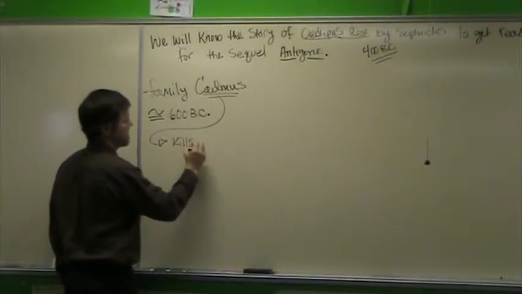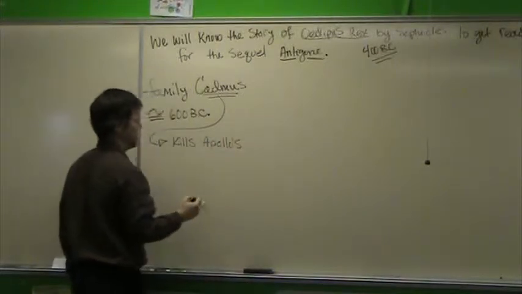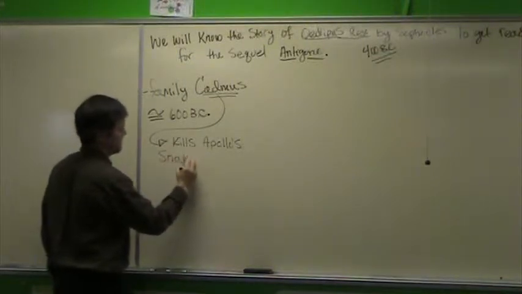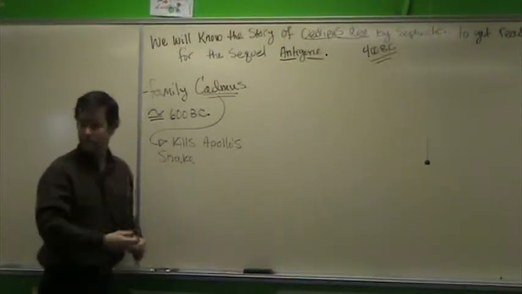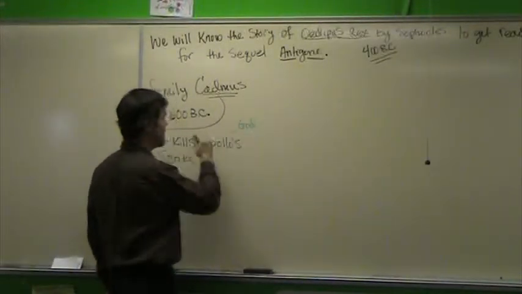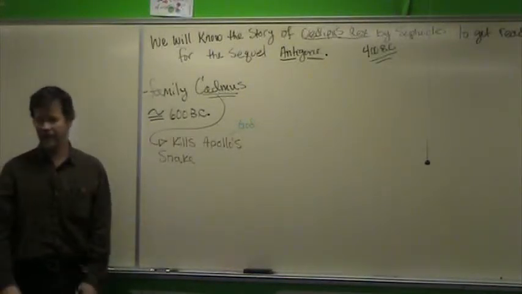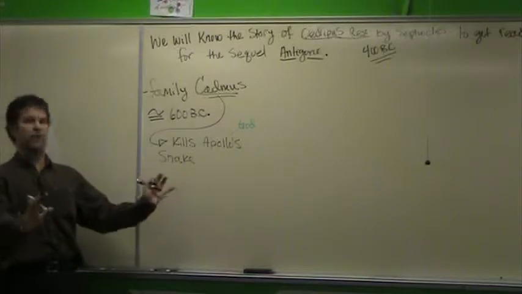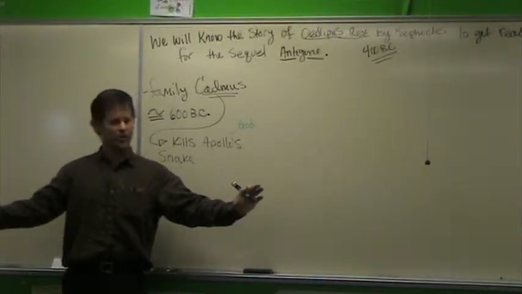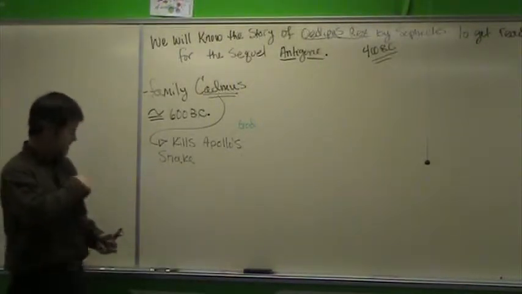kills Apollo's pet snake. Apollo is a god, okay? So he's a Greek god. And Cadmus kills his snake. Pisses off Apollo, okay? Totally. I mean, he's like, really, you killed my sacred snake, and this, you know, done. Don't mess with the gods.